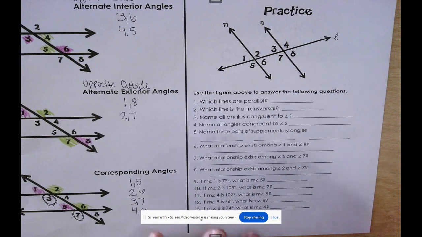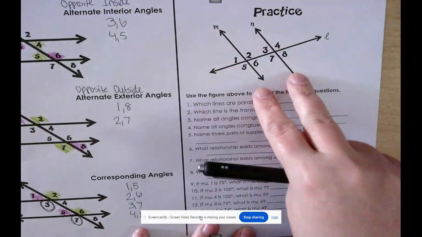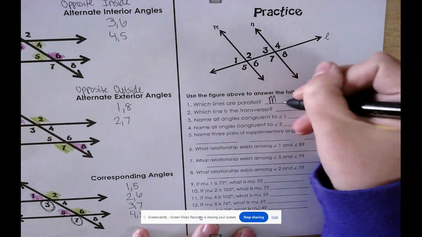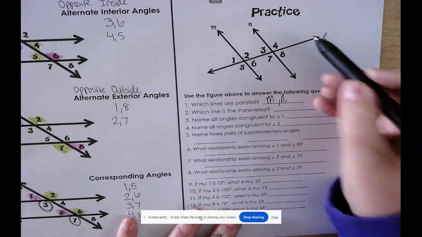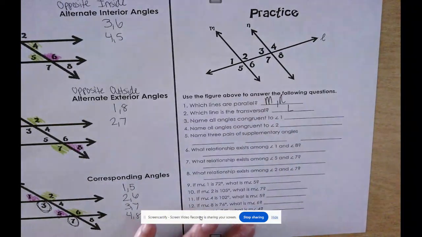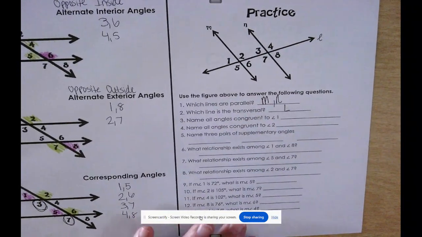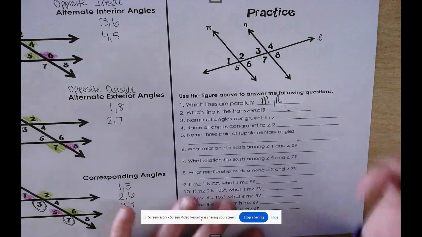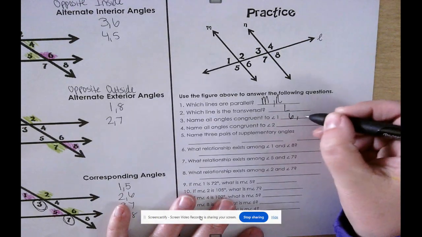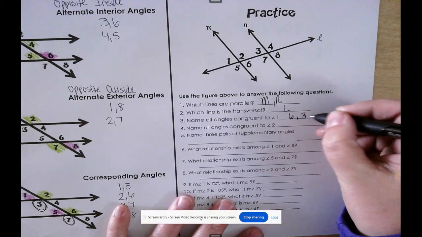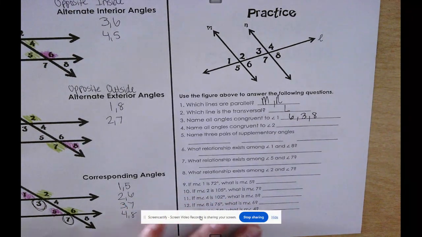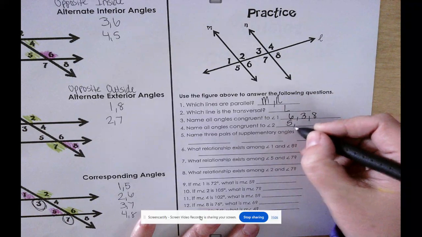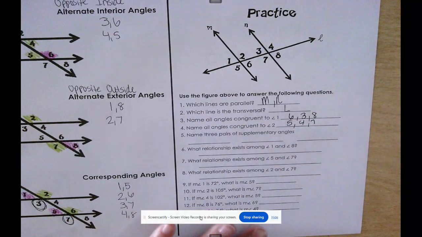Which lines are parallel? Our parallel lines are going to be a little train tracks. Those are M and N. Which line is our transversal? That's the line that cuts through. That is L. Name all the angles congruent to 1. So that means the same size as angle 1. We have angle 6, angle 3, and angle 8. Name all the angles that are congruent to angle 2. We have angle 5, 4, and 7.